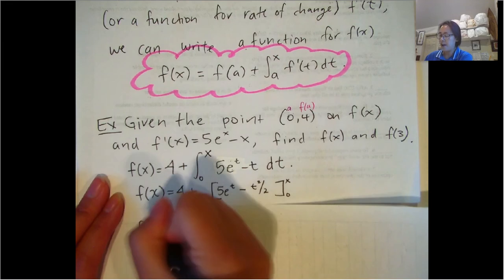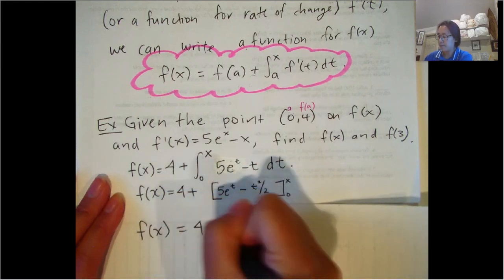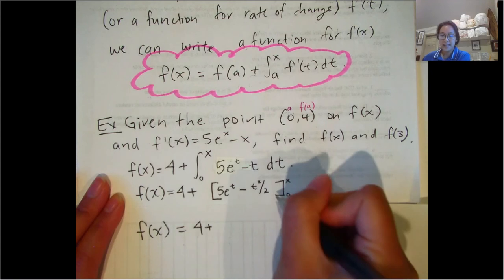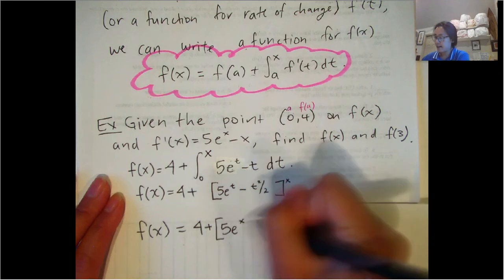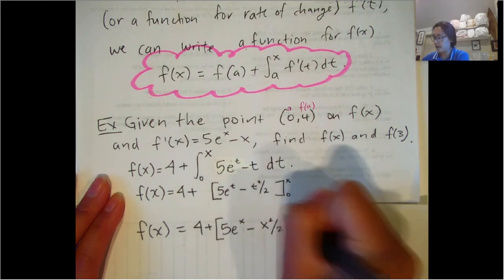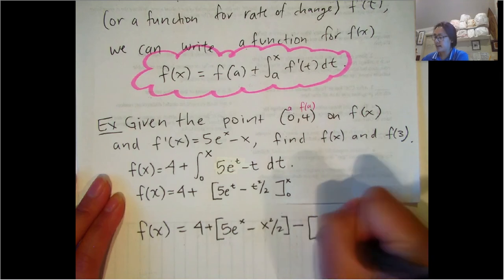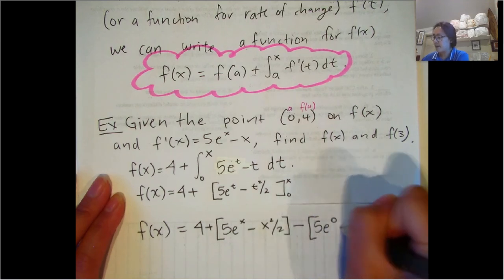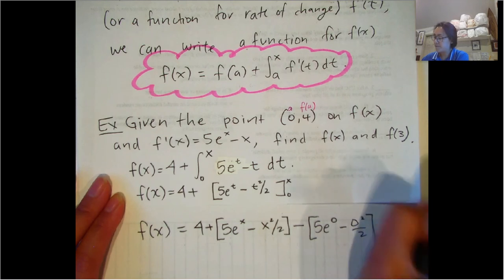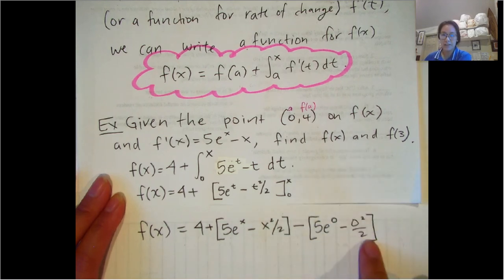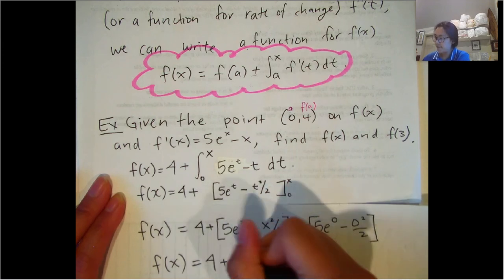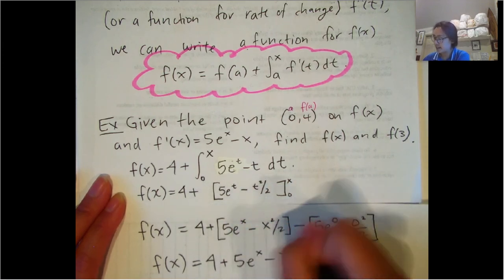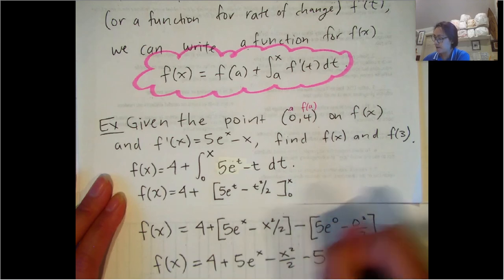And so we have f of x equals 4 plus, and then we're going to plug in x and 0. So you have 5e to the x minus x squared over 2 minus, and then 5e to the 0 minus 0 squared over 2. As you know, 0 squared over 2 is 0. E to the 0 is 1, so this is just going to be minus 5. So f of x equals 4 plus 5e to the x minus x squared over 2 minus 5.